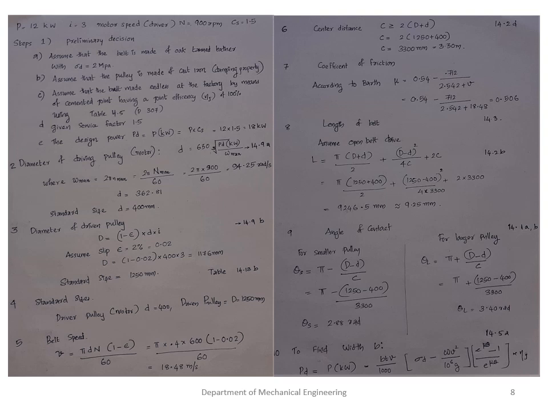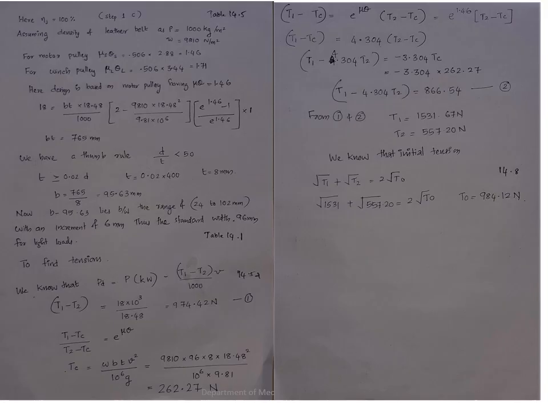Using that we can find the value of b, the width of the belt, where power and the width of the belt are related by the equation P equals b t v by 1000 into sigma d minus w v square by 10 raised to 6 g, into e raised to mu theta minus 1 by e raised to mu theta, into eta j. Here eta j we assumed as 1. Assuming for leather, density rho is equal to 1000 kilogram per meter cube and weight density w is equal to 9810 Newton per meter cube.